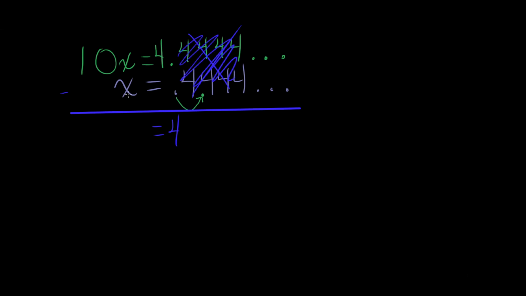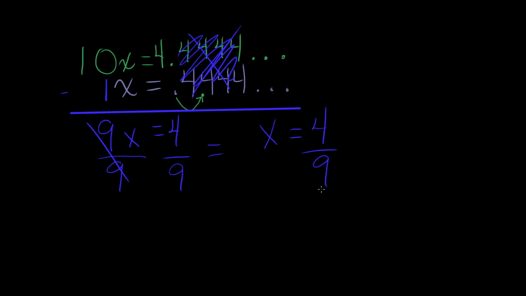And then what is 10x minus x? Well, this is like having a 1x. Anything minus x is like having a 1 in front of it. So 10x minus 1x, well, that's going to be 9x. And now we can just divide. We can divide by 9, and we can divide by 9, which means x is equal to, those are going to cross out, x is equal to 4/9.